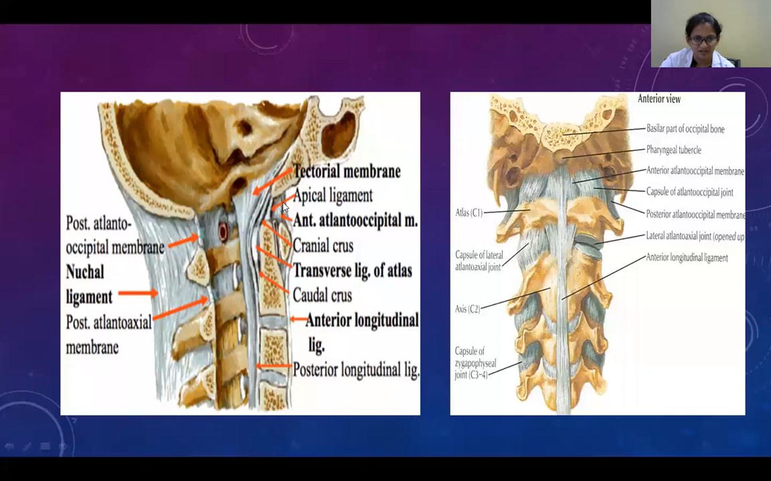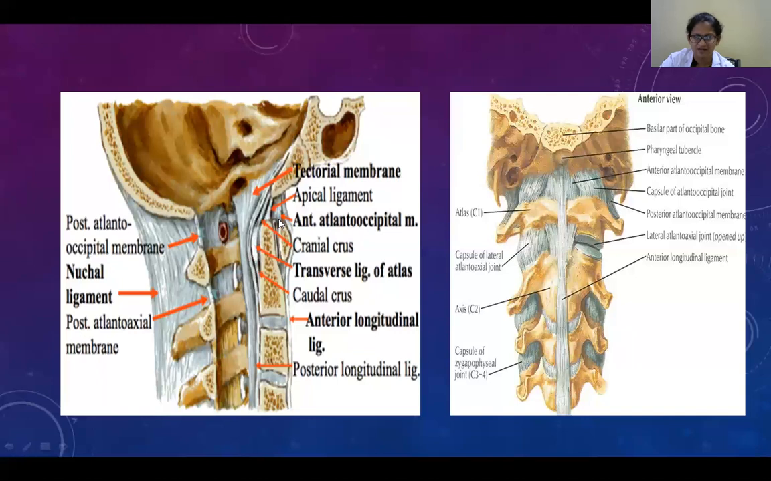In front of that, there is a ligament called the anterior longitudinal ligament, which gives attachment to the anterior tubercle and lower border of the anterior arch. The anterior atlanto-occipital membrane is attached from the upper border of the anterior arch. And next, this is the anterior longitudinal ligament.